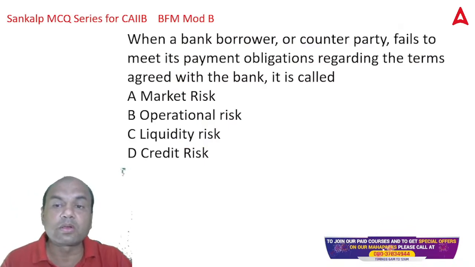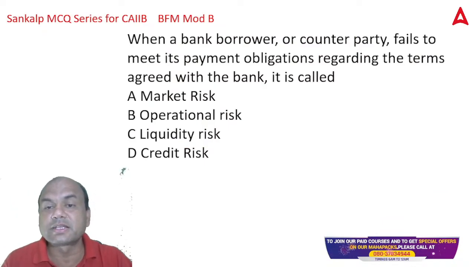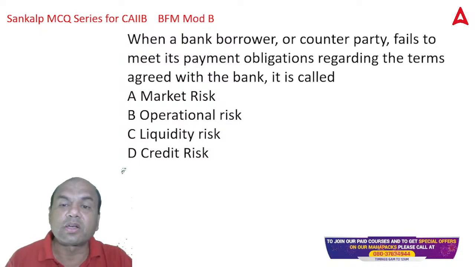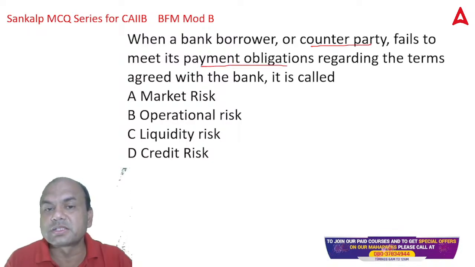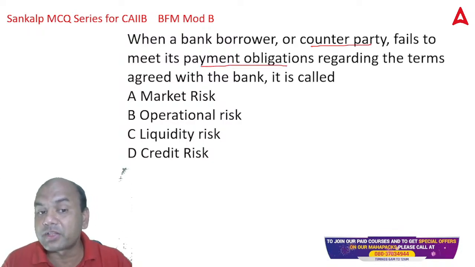When the bank borrower or the counterparty fails to meet its obligations regarding the terms agreed with the bank, it is called, see here, counterparty is failing. Counterparty fails to meet its obligations. So what do you mean by this? Counterparty is failing.